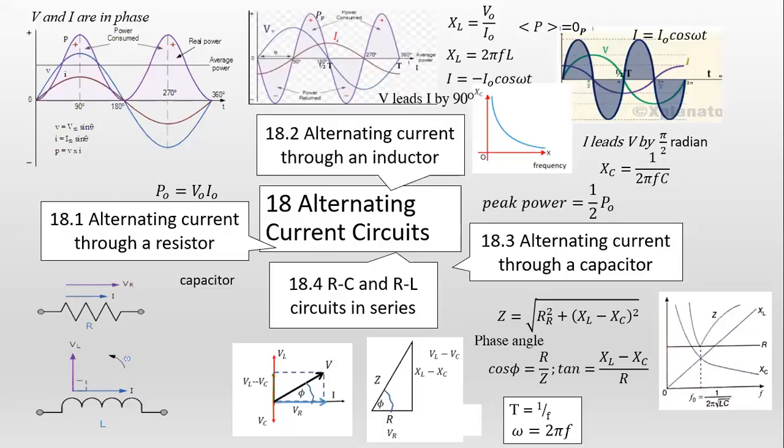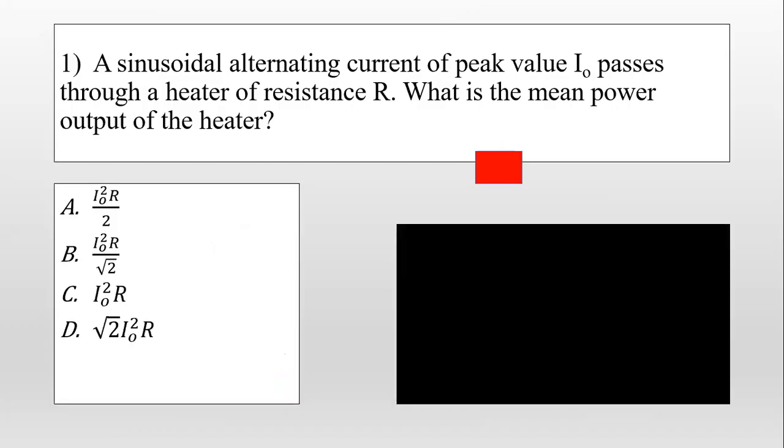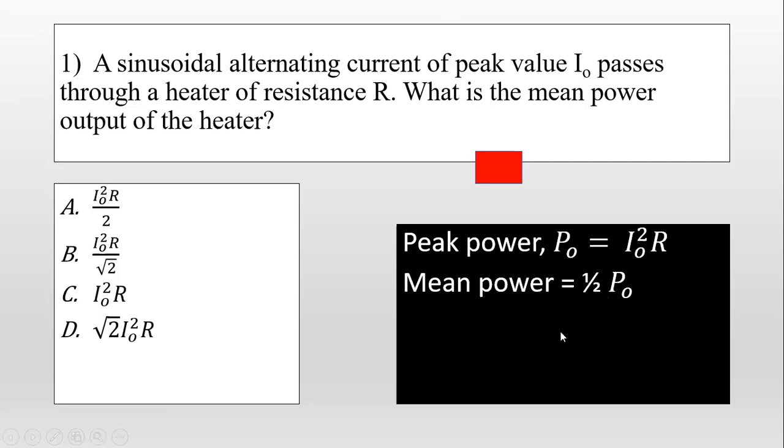Okay, these are all the things that you need to know. Okay, let's go over the answer. Okay, first one is wrong. Sinusoidal alternating current of peak value I naught passes through a heater of resistance R. What is the mean power? Right, mean power is just half of peak power. So we calculate the peak power first. Peak power is P naught, I naught square times R, then half of it.